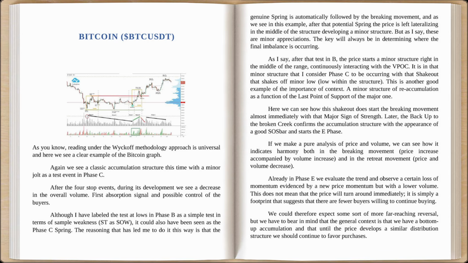Later, the backup to the broken creek confirms the accumulation structure with the appearance of a good SOS bar and starts the E phase. If we make a pure analysis of price and volume, we can see how it indicates harmony both in the breaking movement, price increase accompanied by volume increase, and in the retreat movement, price and volume decrease. Already in phase E, we evaluate the trend and observe a certain loss of momentum evidenced by a new price momentum, but with a lower volume.